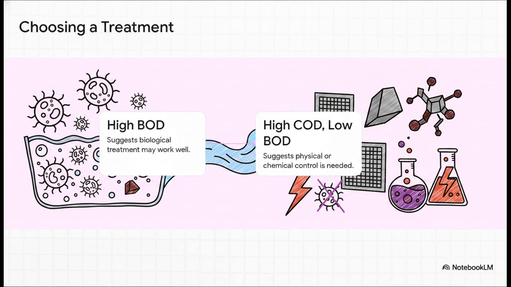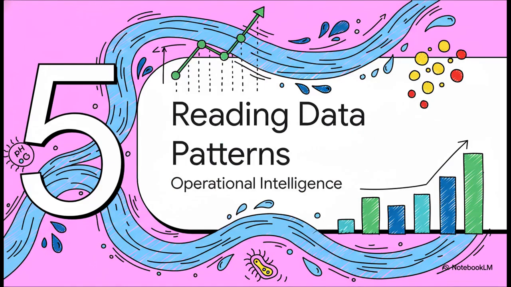But what if your COD is super high, but your BOD is low? That's a huge red flag. It's signaling that a lot of the pollution isn't biodegradable. Your biological system is gonna struggle, and you'll probably need to look at other options, like chemical or physical treatments instead.